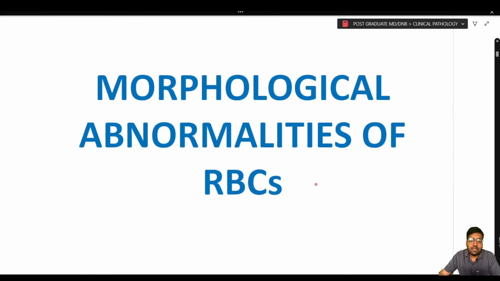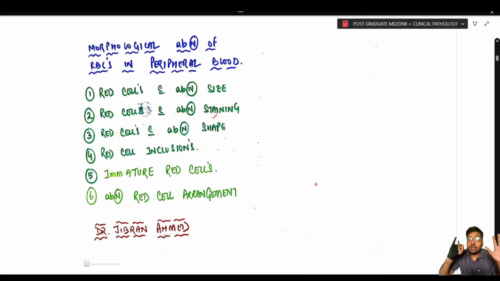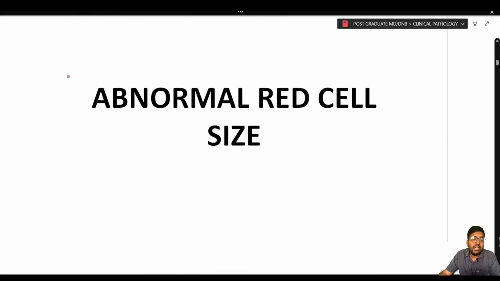Now we are going to discuss the morphological abnormalities of RBCs, which can be grouped under 6 main headings. What are the headings? We will discuss red cells with abnormal size, red cells with abnormal staining, and red cells with abnormal shape. Then we are going to discuss red cell inclusions, immature red cells, and abnormal red cell arrangement. We are going to discuss each one of them with the help of beautiful diagrams, to explain each and every concept very clearly. The first very important heading is the abnormal red cell size.